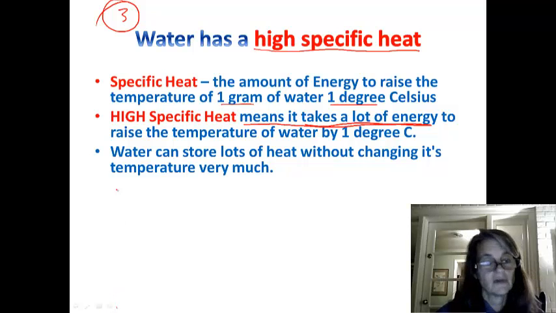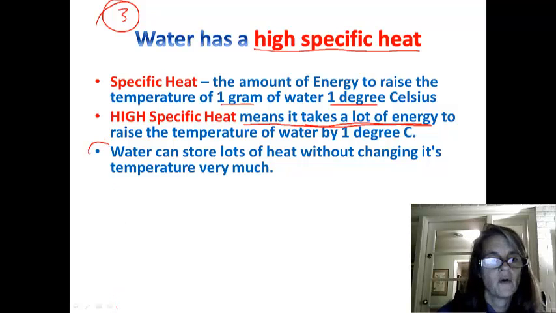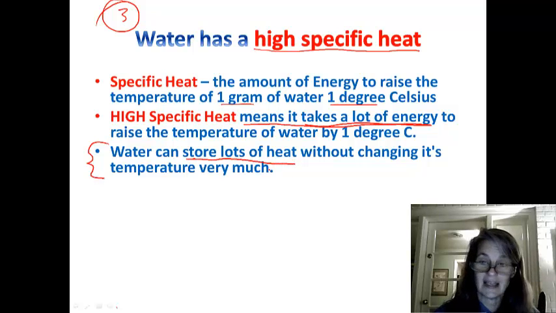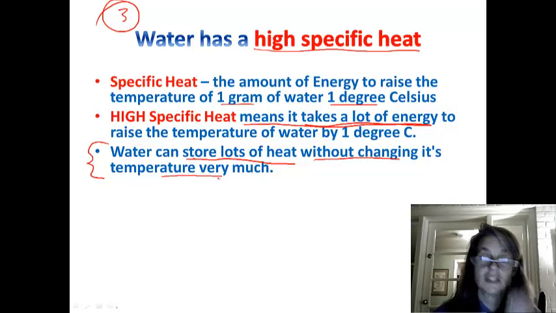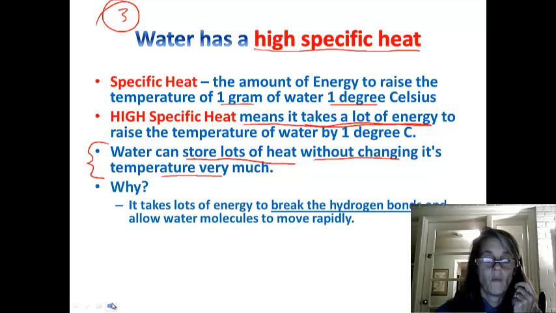What this means for living things and for planet Earth. Water can store lots of heat. It can take in lots of heat without changing its temperature very much. So it can store lots and lots of heat. Okay? Why can it store so much heat?